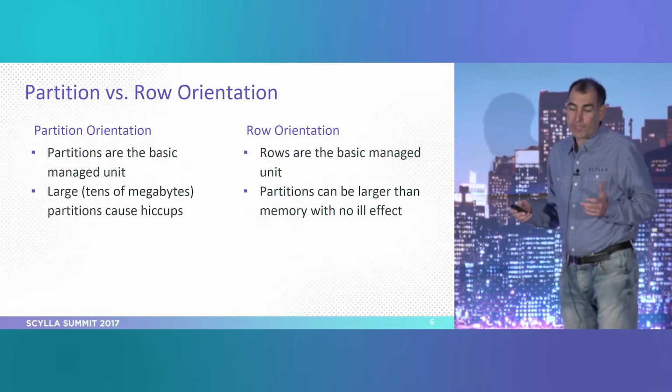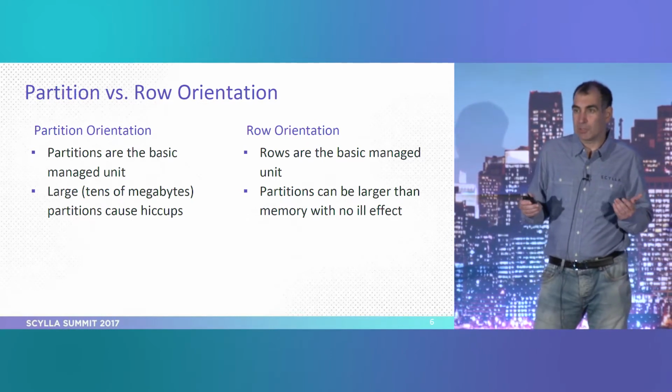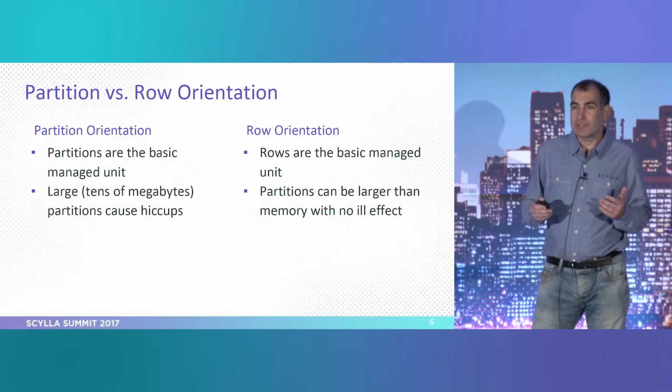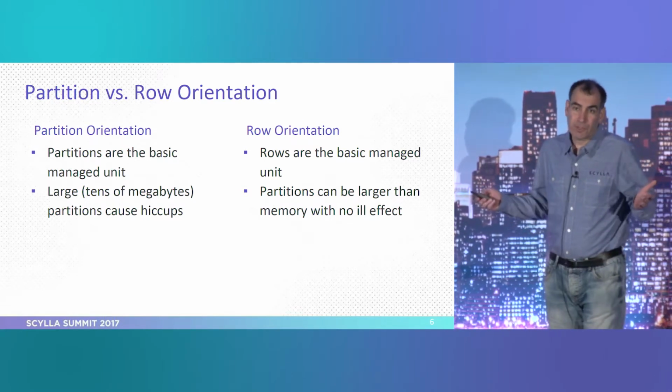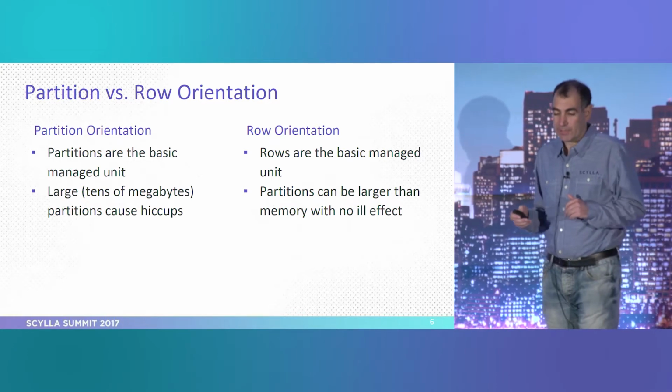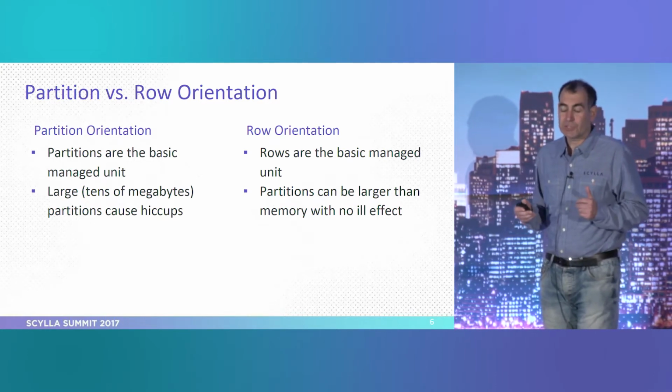Whereas if you're row-oriented, then everything you can do with the data can be done at the row level. You only need to read a single row into memory or write a single row. And if the partition is large, then there is no problem with that because it remains on disk and you don't need to process it.